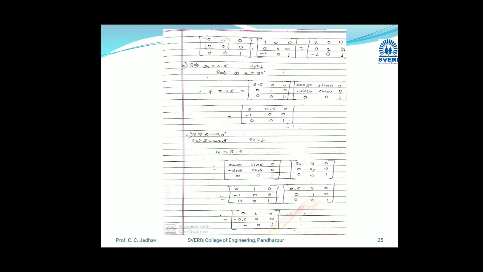Next, the second row of the rotational matrix and the first column of the scaling matrix: minus 1 into 0.5 plus 0 into 0 plus 0 into 0 is minus 0.5. Like this we do the multiplication, and then we get the final matrix: 0 1 0, minus 0.5 0 0, 0 0 1. This is the third case.